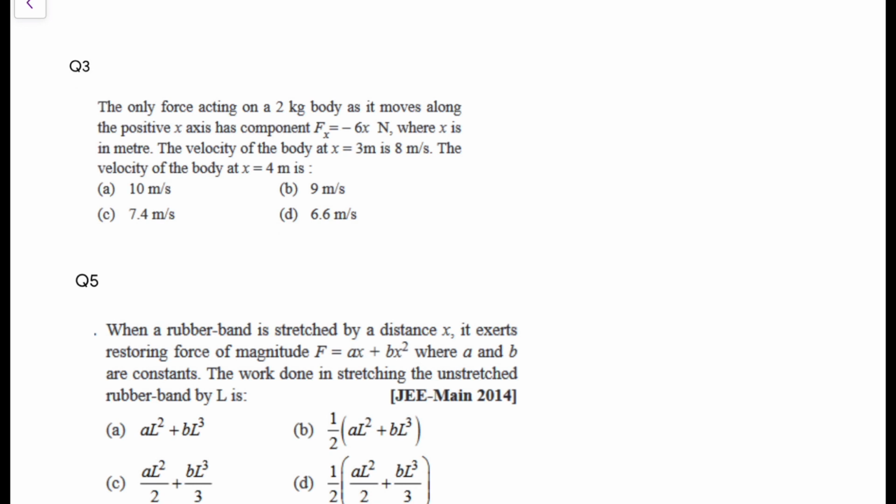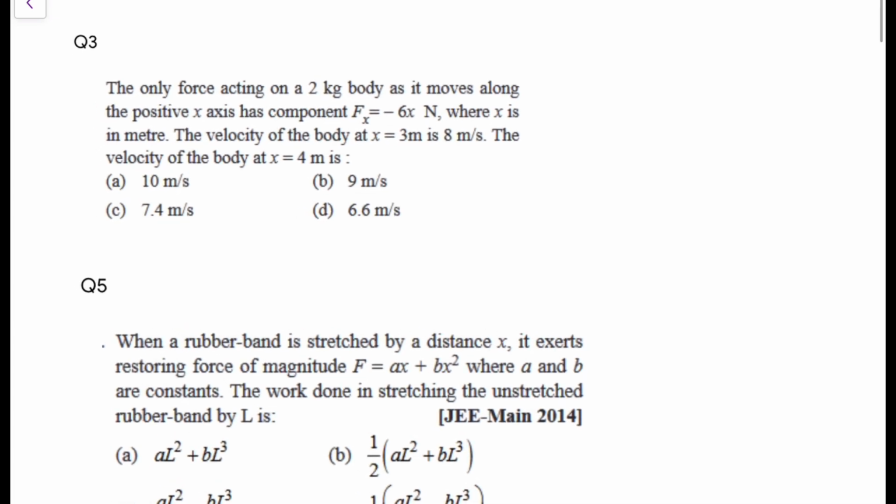Third question was asked: the only force that acts on a 2 kg body as it moves along the positive x-axis has Fx equal to minus 6x Newton, where x is in meter. The velocity at x equal to 3 is 8 meter per second. You have to find the velocity at 4. So it's a straight away question of your work energy theorem. Simply you will say W net is equal to delta K.